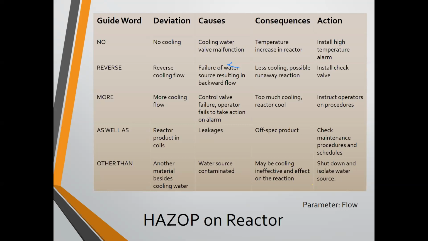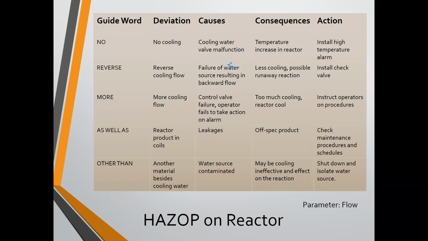So what is off-spec product? We have a reaction based on the stoichiometry of the reaction, and if some other element is added into the system, we'll get some off-spec product, and off-spec means that the quality will again be compromised. So the action for preventing the leakages or the reverse flow is to check the maintenance procedures and schedules, and to train the operators on how to operate the valves and how to control the control valves.